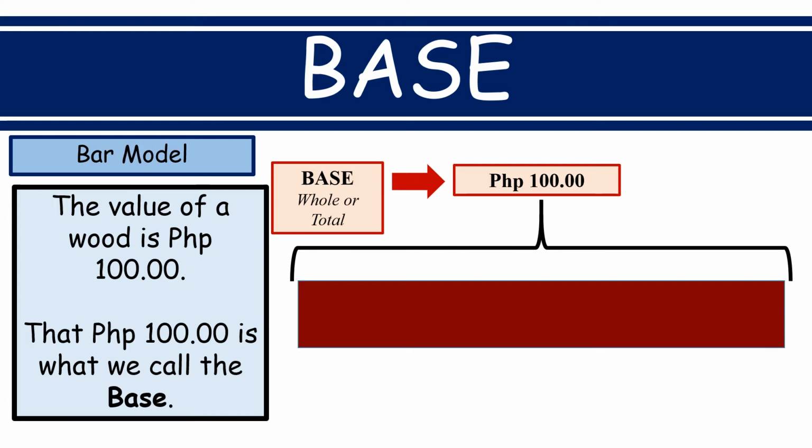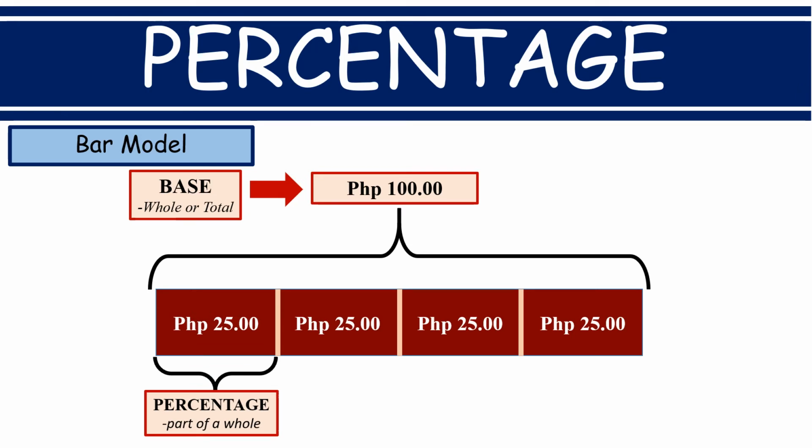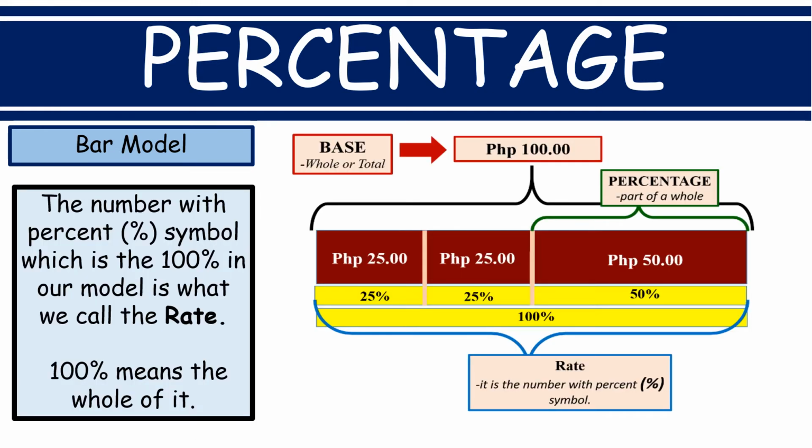The value of a wood is 100 pesos. That 100 pesos is what we call the base. It is the whole part or total. While if we will get 1/4 part or dividing the base into 4 parts, 100 divided by 4, that is 25 pesos. 25 pesos is now our percentage. The number with percent symbol, which is the 100% in our model, is what we call the rate. 100% means the whole of it.